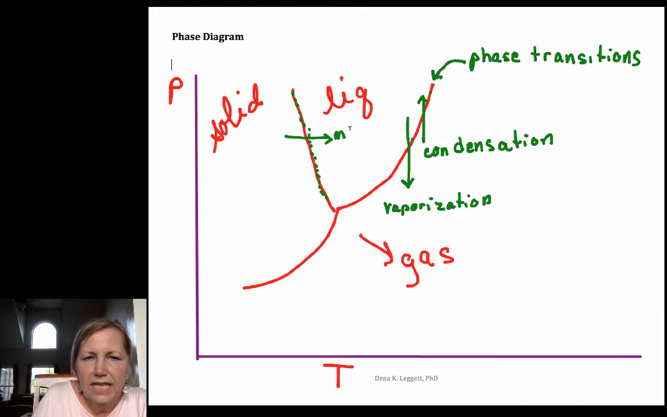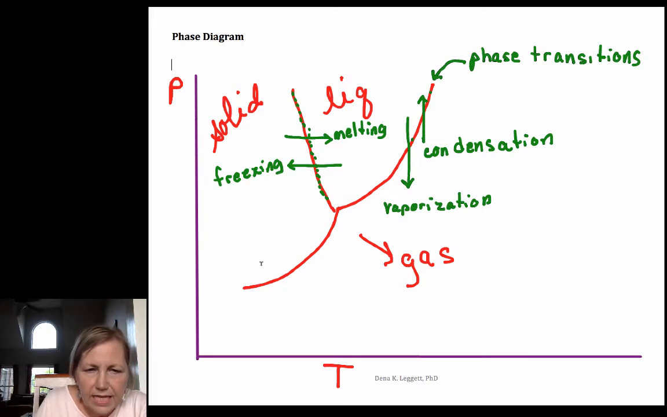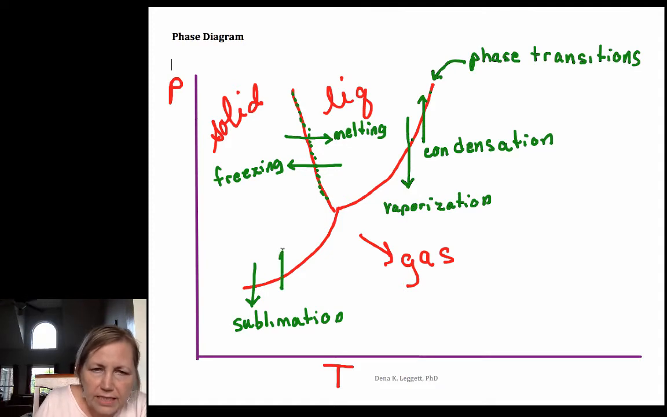Solid going to liquid is melting. Liquid going to solid is freezing. Okay, solid going to gas directly is sublimation. Gas going directly to solid is called deposition.